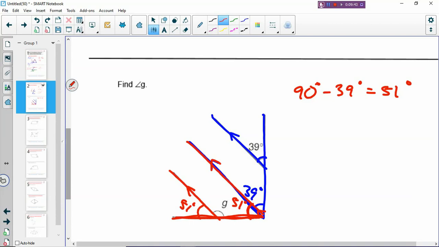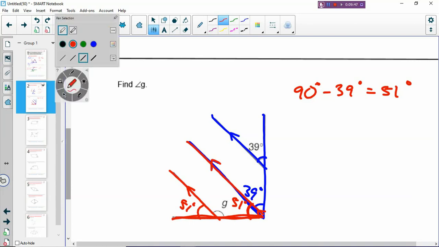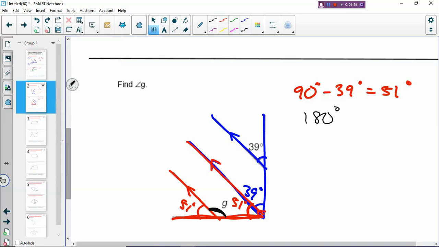So how do I find the angle G? If you still remember, angle on a straight line is 180 degrees. And then you minus your 51, you will get this angle, which is your letter angle G. So 180 minus 51, and you get 129 degrees. So your angle G is actually 129 degrees, and you solved it already.